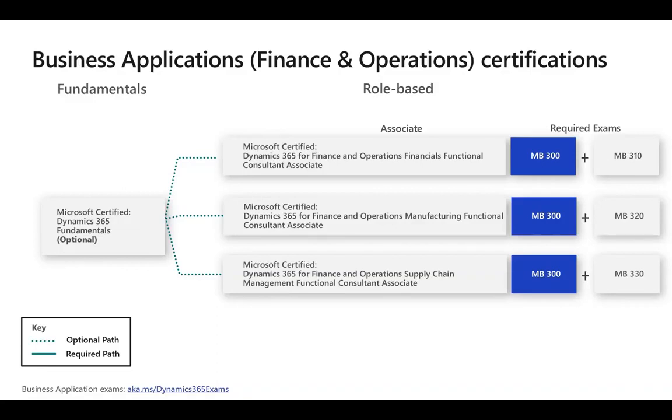After a candidate passes this fundamental exam, then she or he needs to further take a role-based exam in order to be certified as Functional Consultant Associate. There are 3 role-based associate exams. MB-310, Financial Functional Consultant Associate. MB-320, Manufacturing Functional Consultant Associate. And MB-330, Supply Chain Management Functional Consultant Associate.